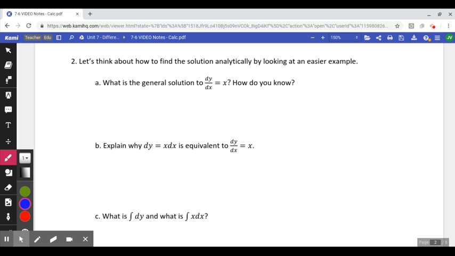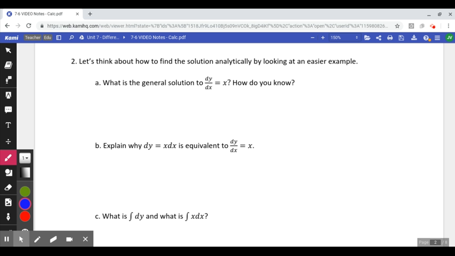In example 2, we're going to work on finding a solution to this differential equation analytically. To do that, we're going to go through three different steps, A, B, and C. In A, it says, what is the general solution to dy dx is equal to x?